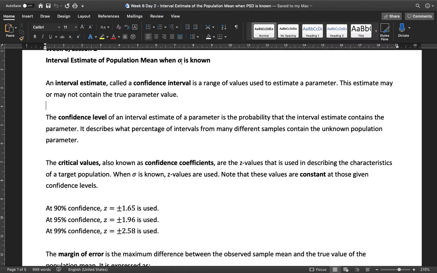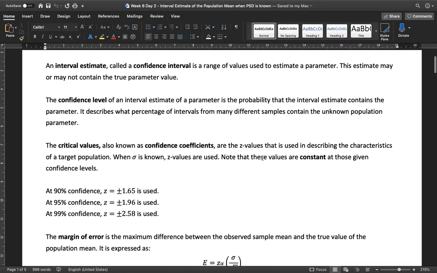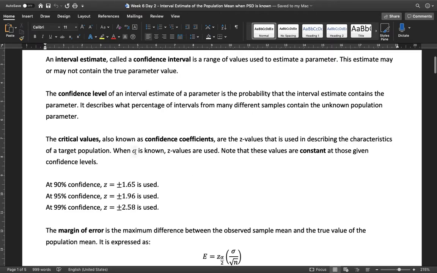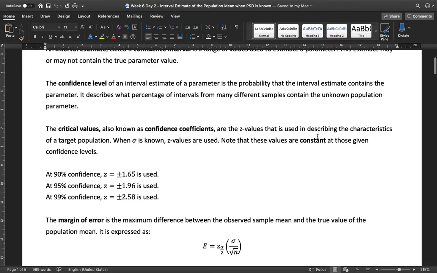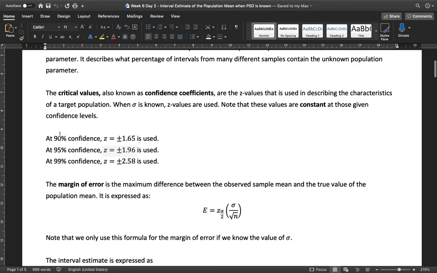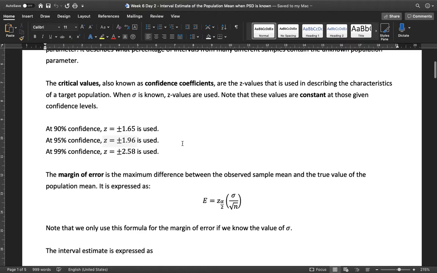Kapag hindi natin alam yung value ng population standard deviation, we use another kind of distribution, which is the t-distribution. That will be discussed on the next lesson pa. Okay? So, when the population standard deviation is known, z-values are used. And remember, ito constant na to. So, i-memorize nyo na itong mga values na to. At 90% confidence, we use 1.65 as our z-value. At 95% confidence, 1.96. And 99% confidence, 2.58.